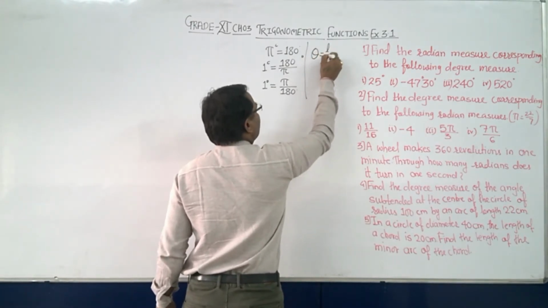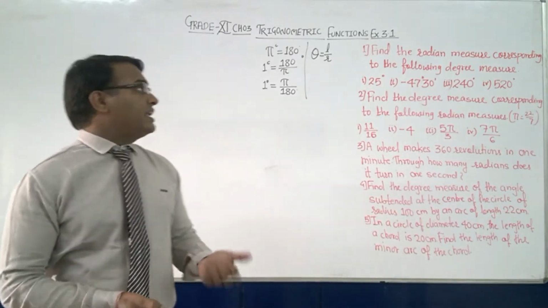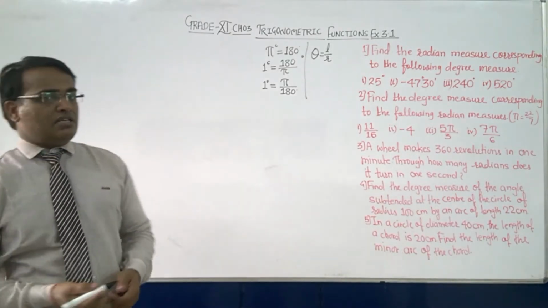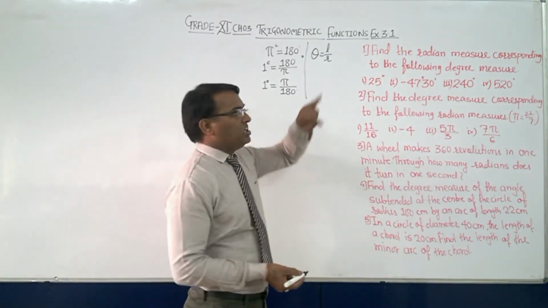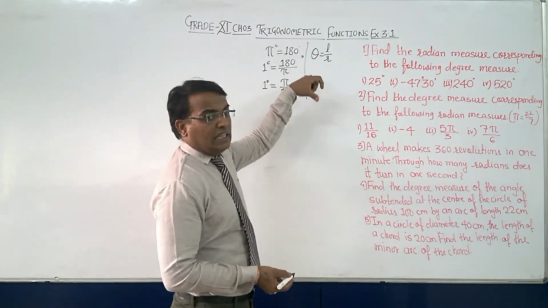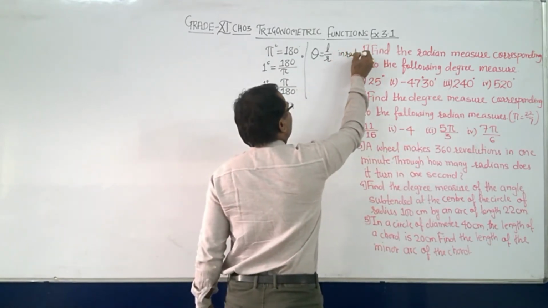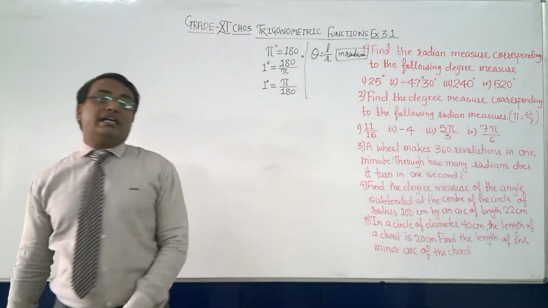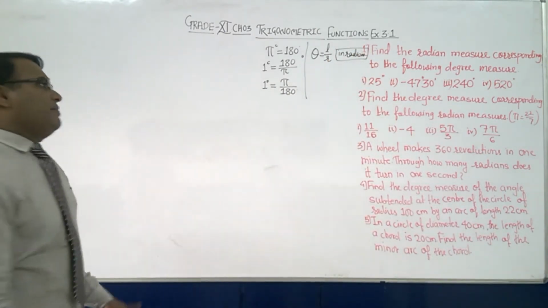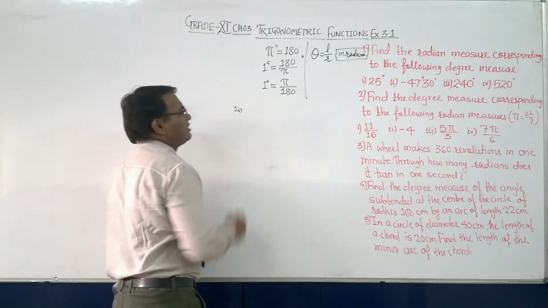Then the second one was theta is equal to L by R. What is theta? Theta will be the angle. Then L is what? The arc length, and R is what? It will be the radius. And just one thing you have to note here: the theta is in radian, not in degree. Theta will be in radians, right? So let's go to sum number 1 according to this formula.